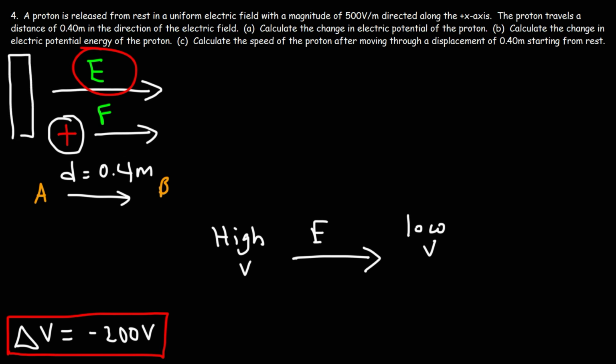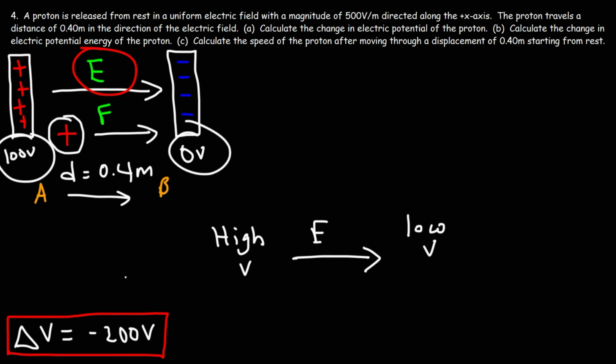If we were to draw two parallel plates, we know that the electric field will always point away from the positively charged plate, and it's going to point towards the negatively charged plate. Let's say this is 0 volts, just picking an arbitrary number, and let's say this is 100. Notice that the electric field is moving from a high potential to a low potential. And when the proton accelerates in the direction of the electric field, which it usually does, it too will move from a high potential to a low potential.